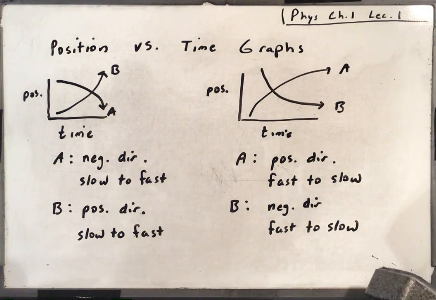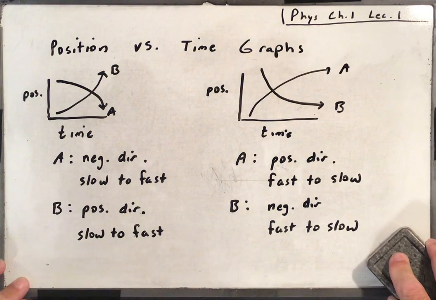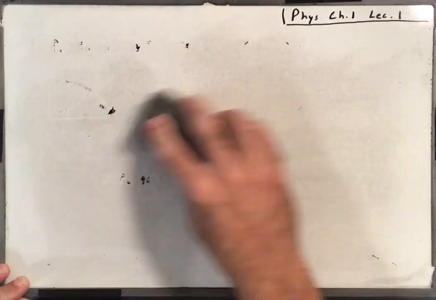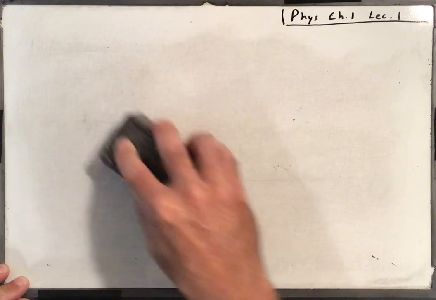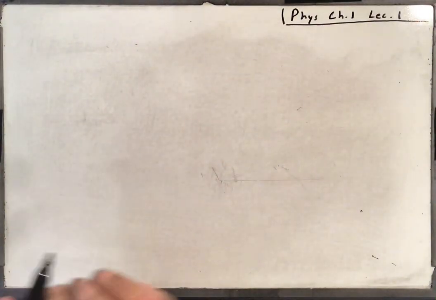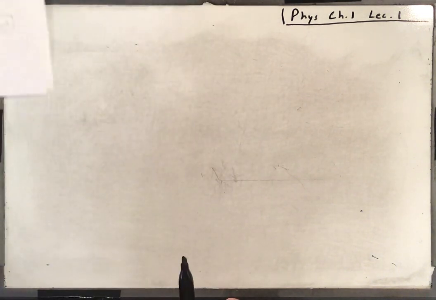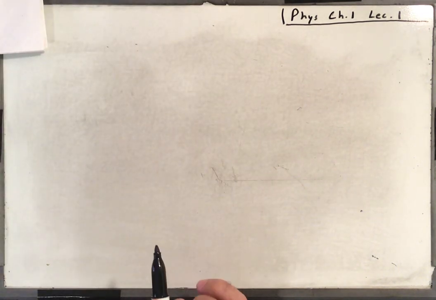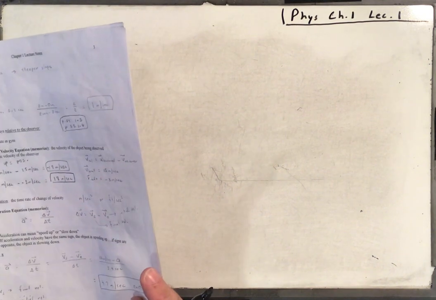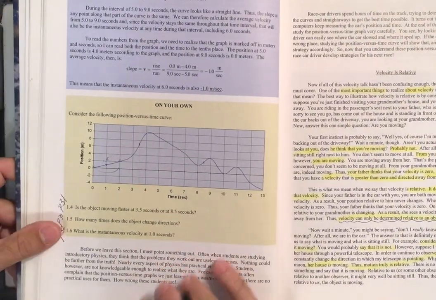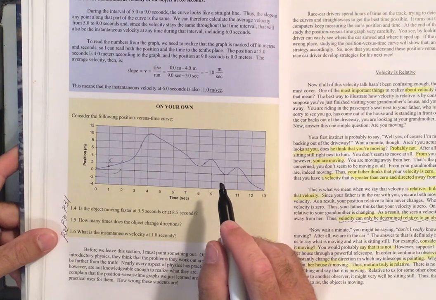All right, pause the video if you need to, and I'm going to erase or fast forward through all this. And we'll deal with working some problems with position versus time graphs. Okay, so we're going to do 1.4, 1.5, 1.6, and then I'll assign the homework from this section. Okay, 1.4, flip over to page 20. So you can see this is our graph, all right?